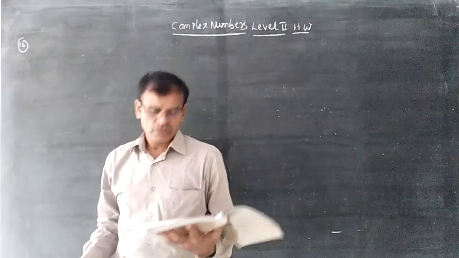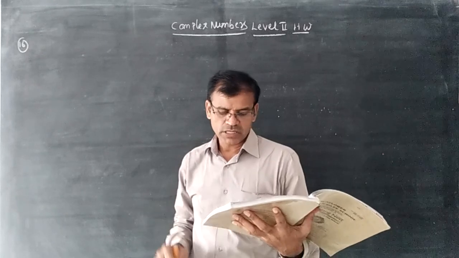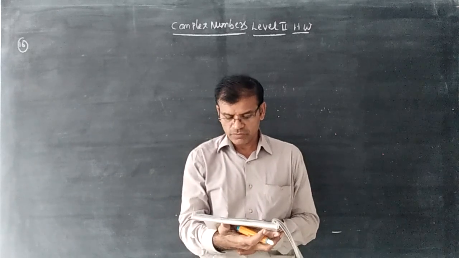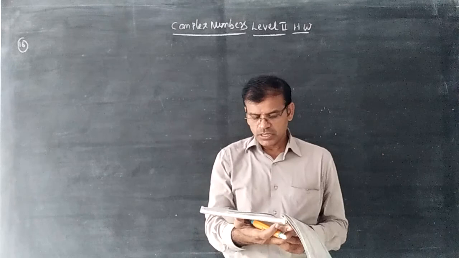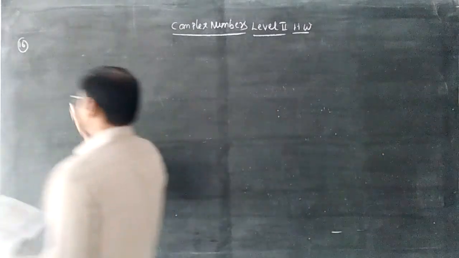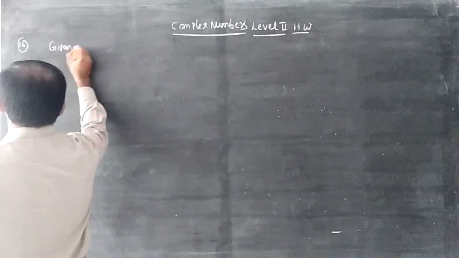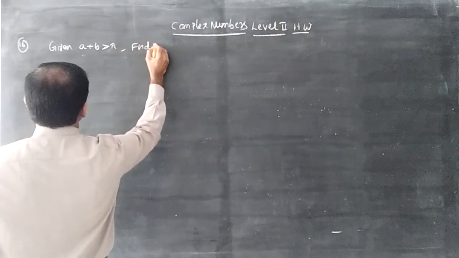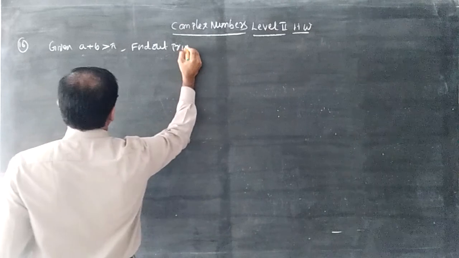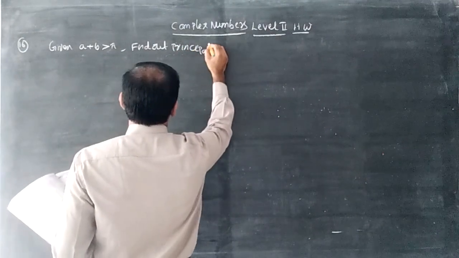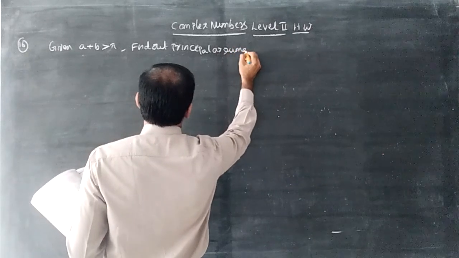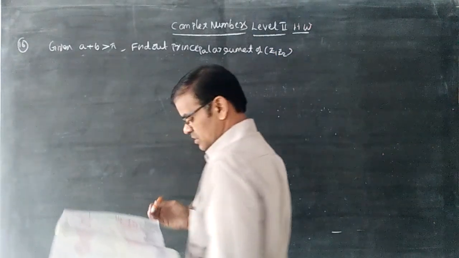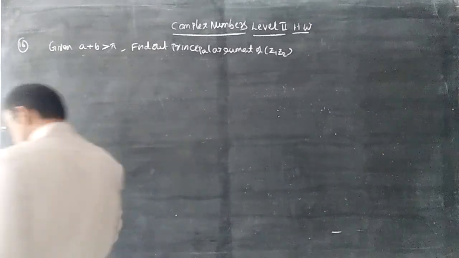If Z1, Z2 are two complex numbers with A and B as their principal arguments, so A is the argument of complex number Z1 and B is the argument of complex number Z2, such that A plus B is greater than pi, then find the principal argument of Z1 into Z2. So we should find out the principal argument of Z1 into Z2.